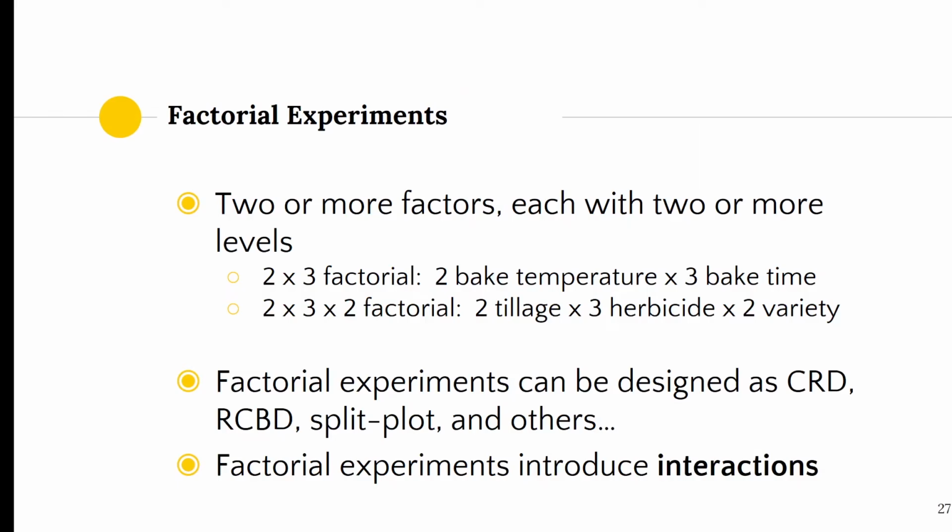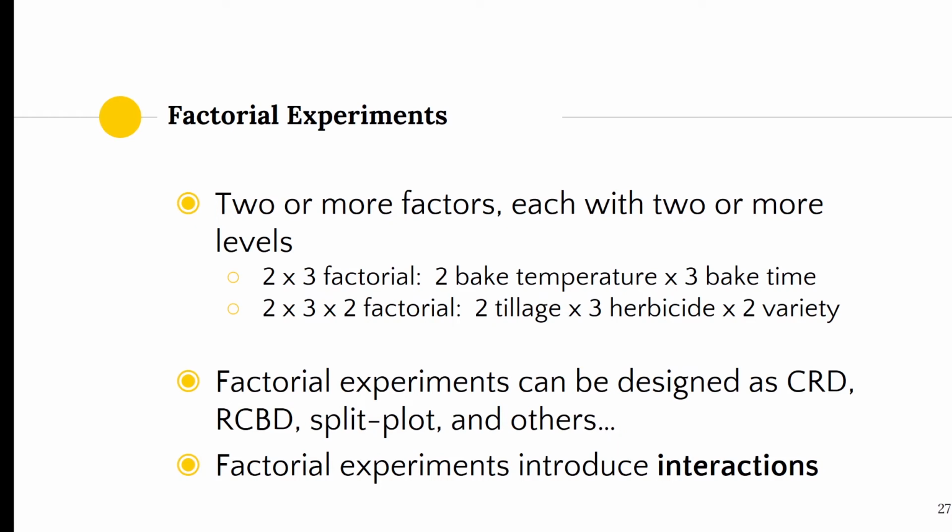I earlier mentioned factorial experiments. Let me give some more details here. A factorial experiment is whenever you have two or more factors in a single experiment, each with two or more levels. So to give you a handle on the lingo here, we can talk about a 2 by 3 factorial, which means you have two factors. The first factor has 2 factor levels, and the second factor has 3 factor levels.